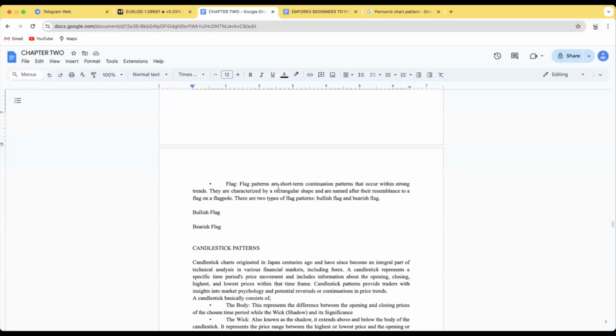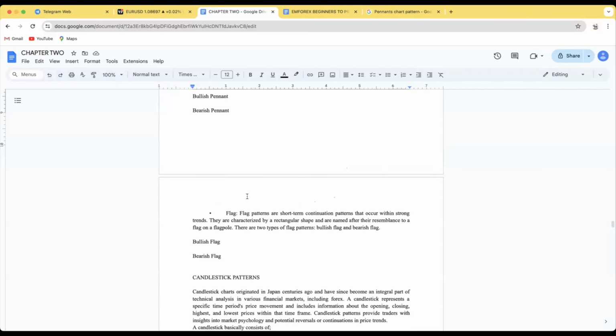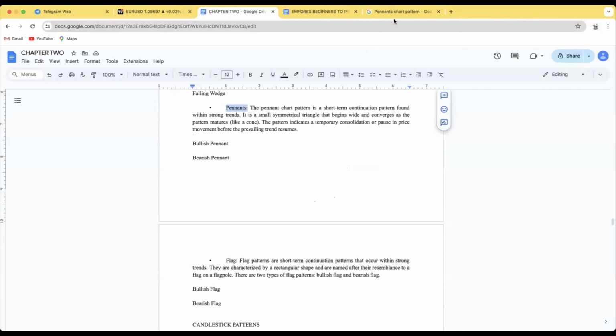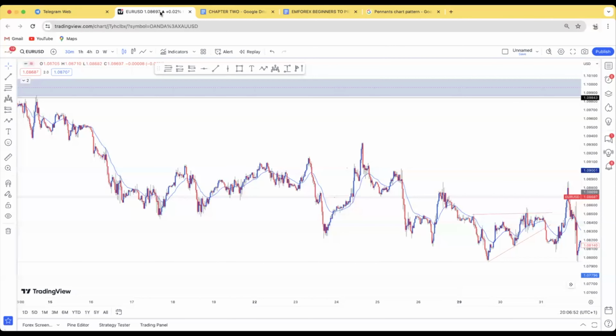Flag patterns are short-term continuation patterns that occur within a strong trend. They are characterized by a rectangular shape and are named after the resemblance to a flag on a flagpole. There are two types of flag patterns: the bullish flag and the bearish flag. It's just like the regular flag.